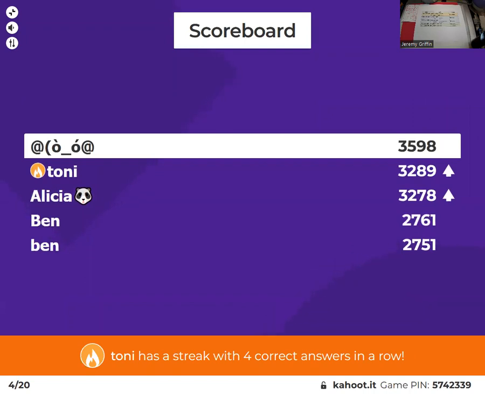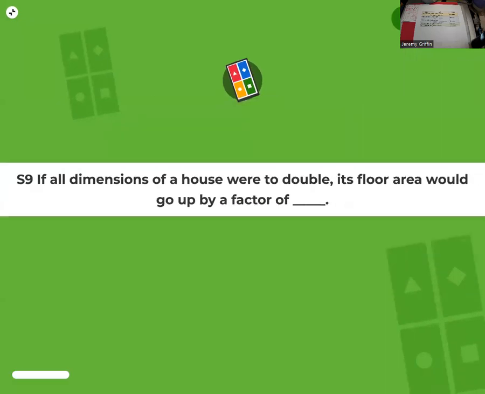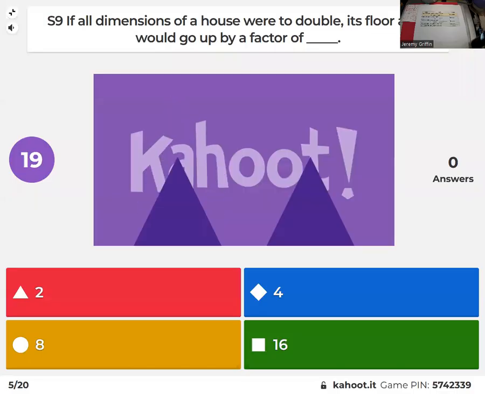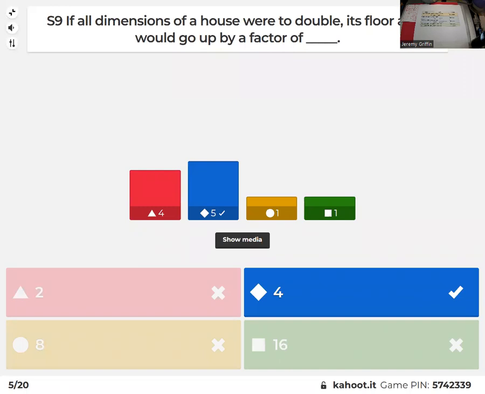If all dimensions of a house were to double, right, so twice as wide, twice as deep, twice as tall, what would happen to the floor area? It would go up by a factor of 4. And so twice as wide, twice as deep, right? Okay, so you need 4 times the floor tiles. Like if you needed 1,000 floor tiles, now you need 4,000 floor tiles. Right? The height change of the house doesn't really make a difference to the floor area, though, right?